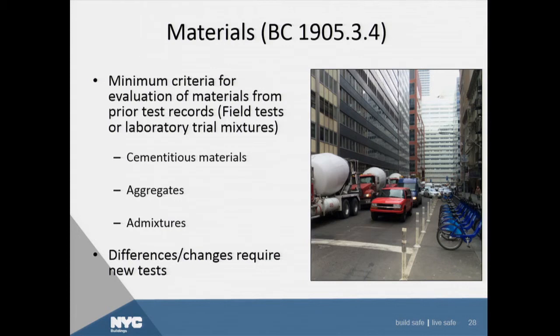The code also provides minimum criteria for how to evaluate when materials are the same, as far as evaluating whether or not prior test records can be used. And it's based on what type of material. Is it cementitious material, aggregates, or the admixtures themselves? What are the criteria that you can use to evaluate the different materials? And also field changes, what field changes can be made. Some of these requirements were in a buildings bulletin previously. They've been now incorporated right into the code.